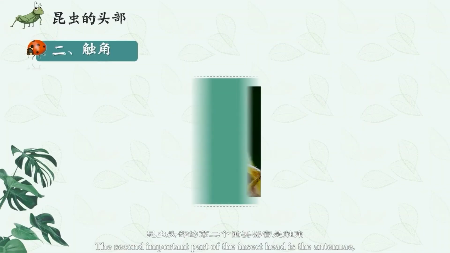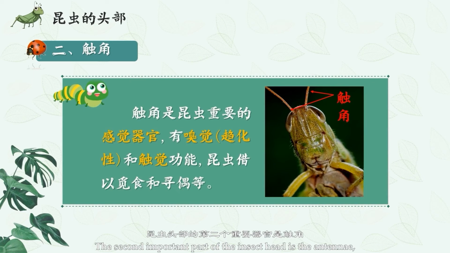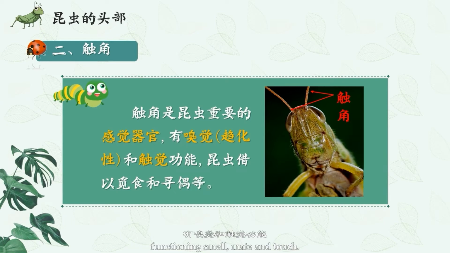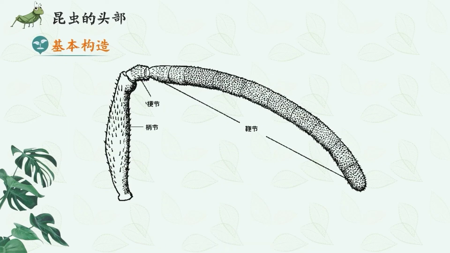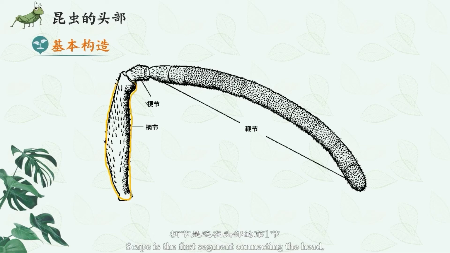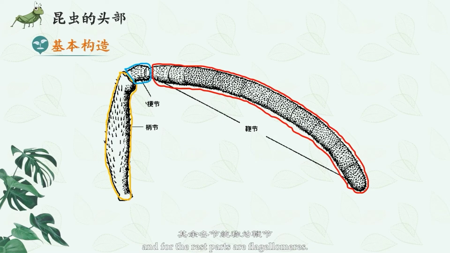The second important part of the insect head is the antennae, which are on both sides of the forehead, and they are the sensory organs of the insects, functioning in smell, mating, and touch. Insects use antennae to seek food and mates. The antennae generally include three parts: scape, pedicel, and flagellomeres. Scape is the first segment connecting the head. Next is pedicel, and the rest are flagellomeres.